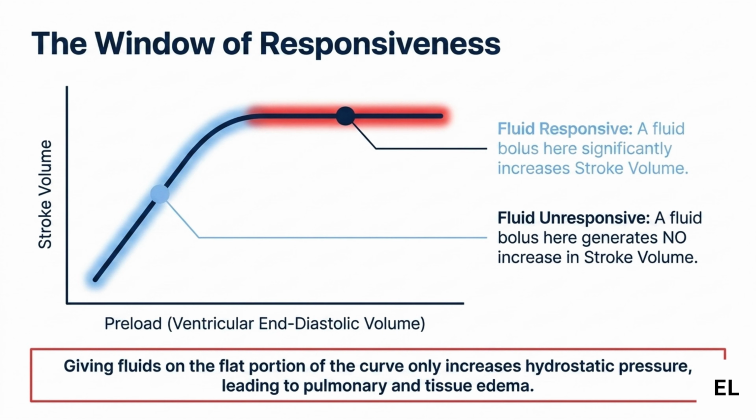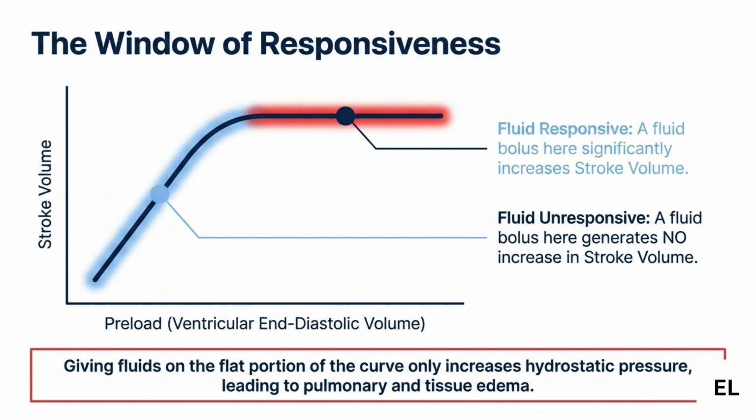Fluid responsiveness depends on where the patient lies on the Frank-Starling curve. Patients situated on the steep ascending portion of the curve are considered fluid responsive because a fluid bolus significantly increases stroke volume. In contrast, patients located on the flat plateau portion are fluid unresponsive, meaning additional fluid produces little or no increase in cardiac performance.